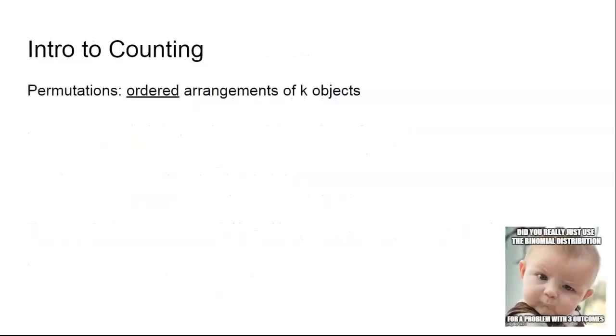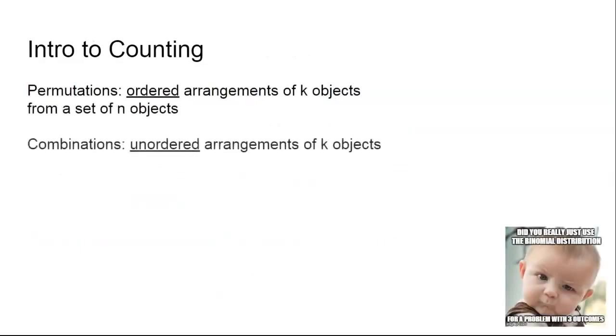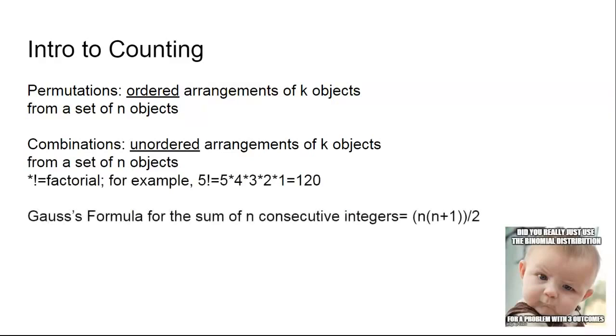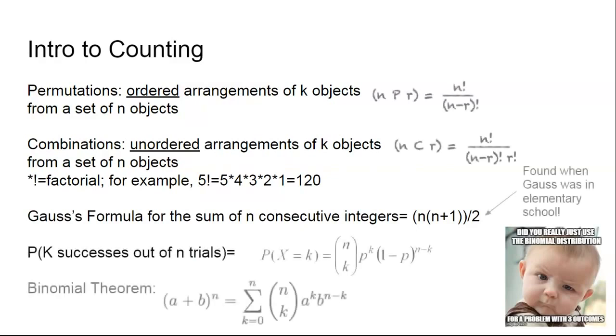Permutations are ordered arrangements, while combinations are unordered arrangements. Also be familiar with these formulas for the sum of n consecutive integers, the probability of k successes out of n trials, and the binomial theorem. It's important to note that the binomial theorem is called that because there are only two outcomes. Also, as a fun fact, Gauss created his formula when he was only in elementary school.